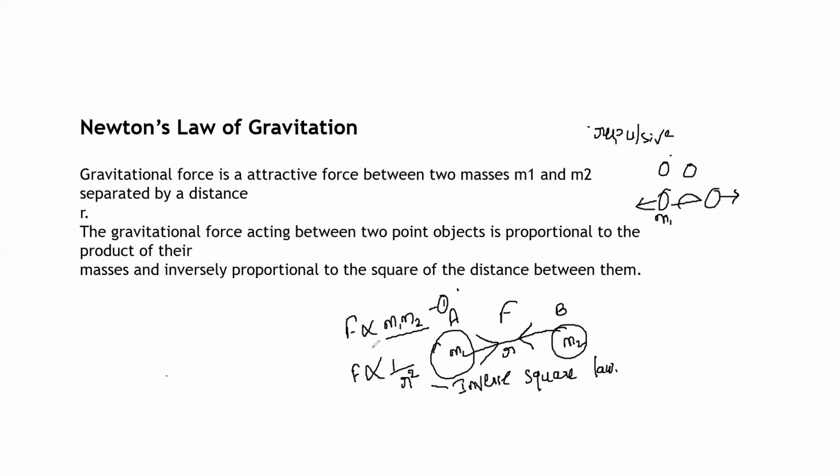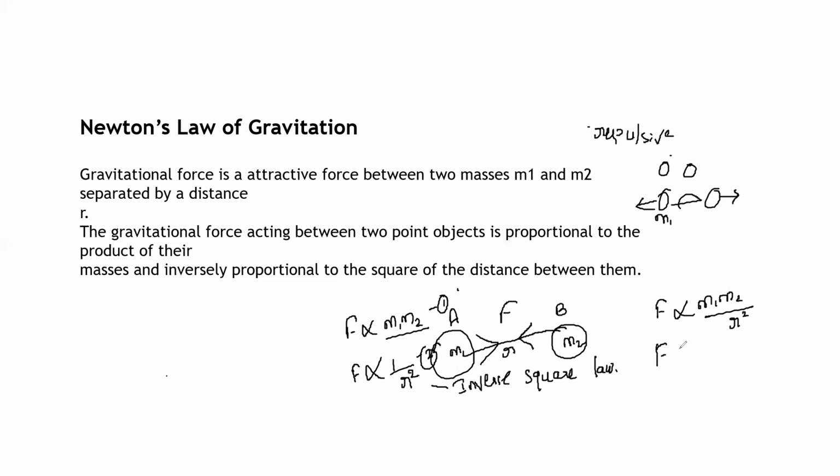So the gravitational force statement is the universal law of gravitation. The statement is: the force between the two bodies is directly proportional to the product of the masses, and inversely proportional to the square of the distance between them. Now by combining equations 1 and 2, we can write F is proportional to m1 into m2 divided by r square.